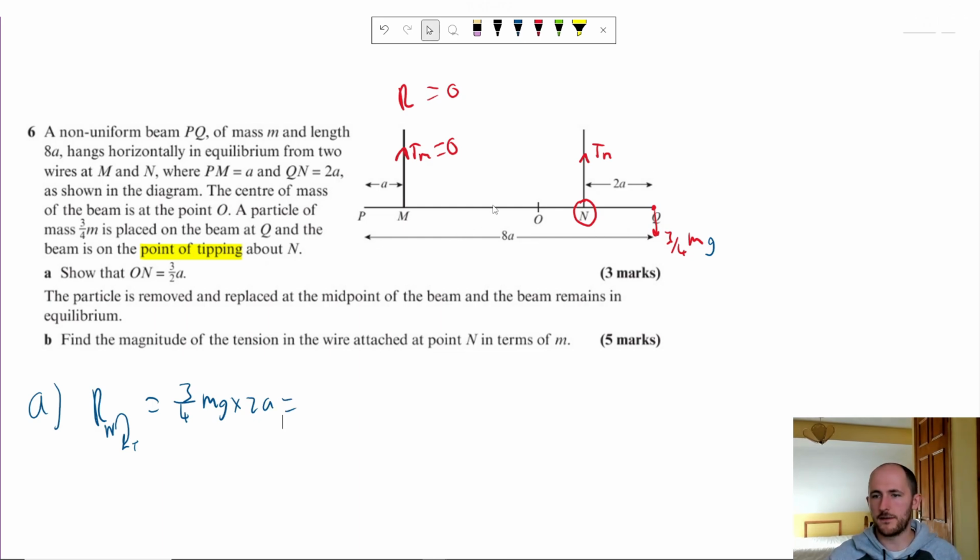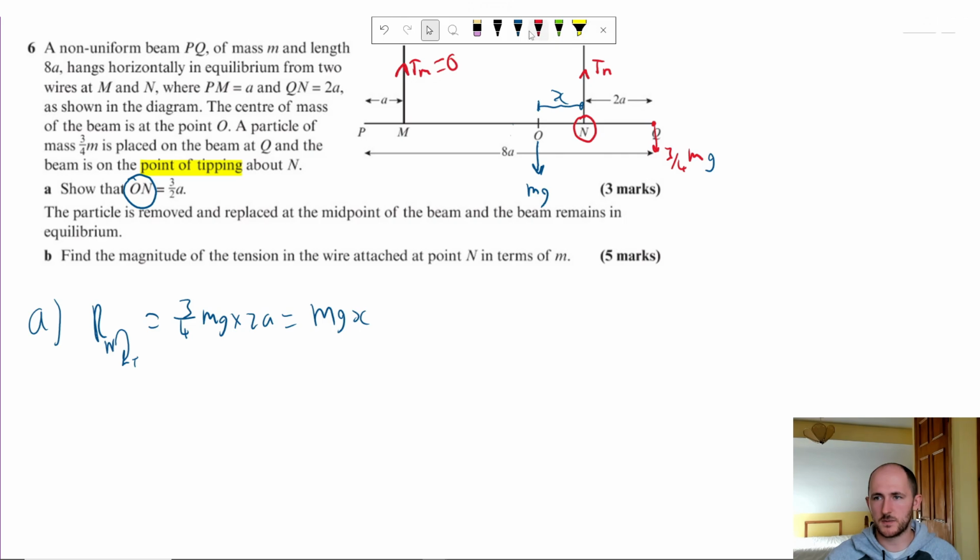Perfect. And now what other force do we have? Well, there is a weight somewhere. There's a centre of mass. And it says the mass is just m, so mg. But we do not know where this length is. In fact, sorry, my apologies, it tells me it's at O, but we don't know what that distance is because the question actually says we need to find that distance. So I'm just going to call that distance between O and N X. Cool. So that equals mgx.